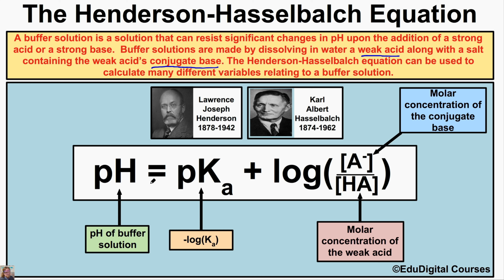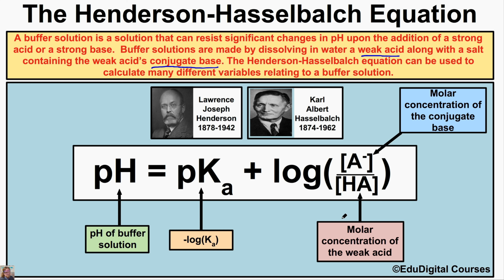We end up with this right here, the Henderson-Hasselbalch equation, which states that the pH of a buffer solution is going to be equal to the pKa plus the log of the molarity of our conjugate base divided by the molarity of our weak acid. And so once again, the Henderson-Hasselbalch equation is going to be the pH of our buffer solution equaling the negative log of our Ka value for our weak acid plus the log of the concentration of our conjugate base divided by the concentration of our weak acid.